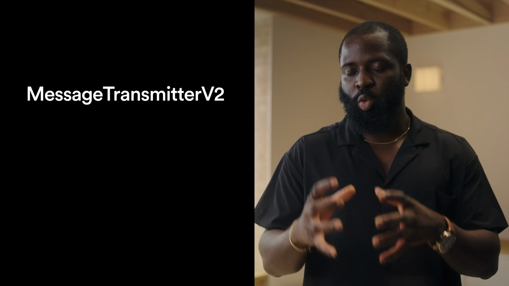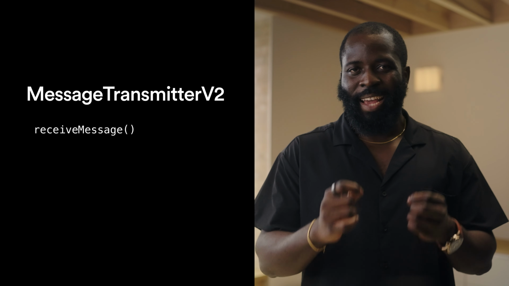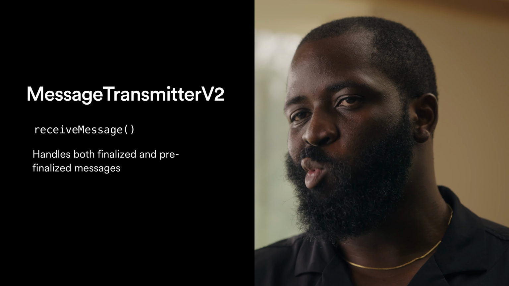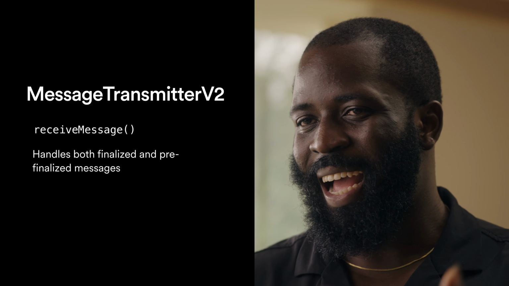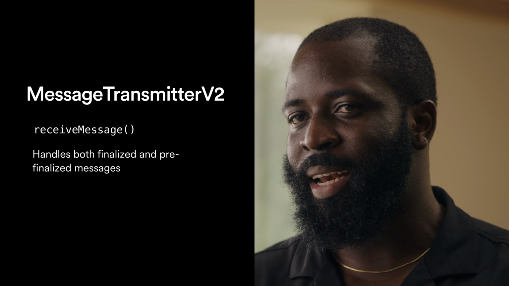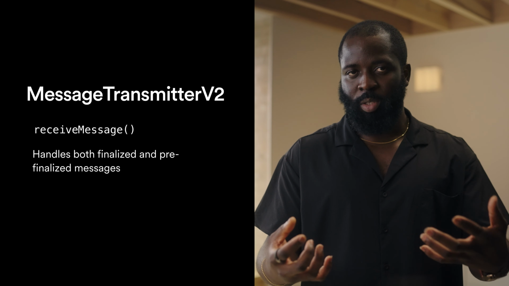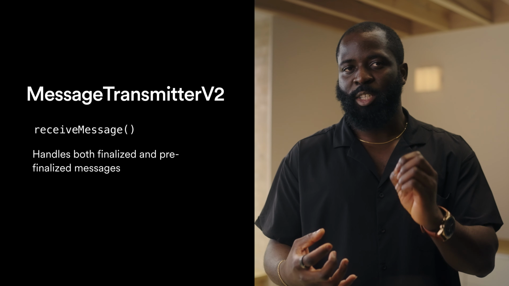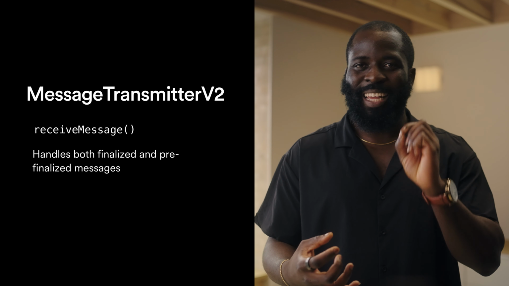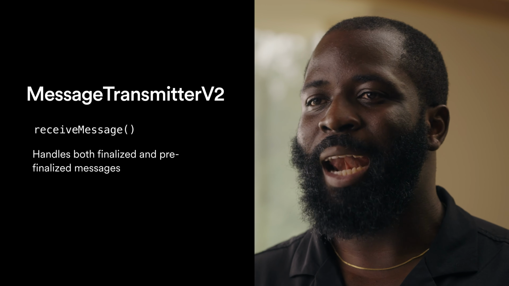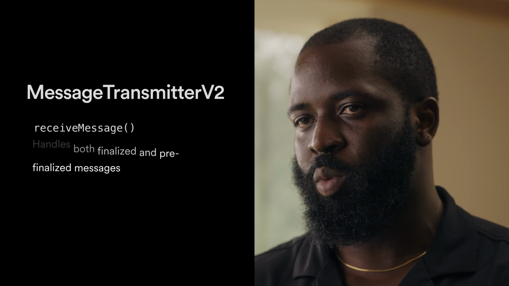On the destination side, Message Transmitter V2's receiveMessage function is capable of handling both finalized and pre-finalized, or fast, messages. It will only release funds to Bob if the attestation signatures are valid and meet the required threshold. If fast transfer was used, the contract knows that the fast transfer is coming in under the allowance safety net. All these contracts are on chain and open for developers to integrate with.